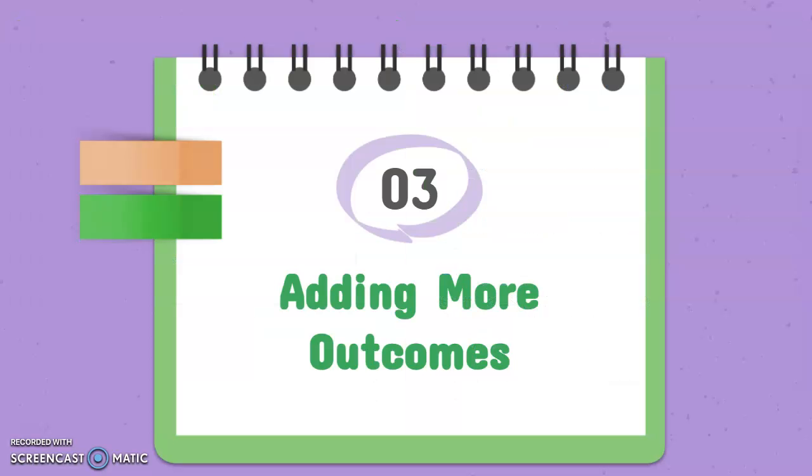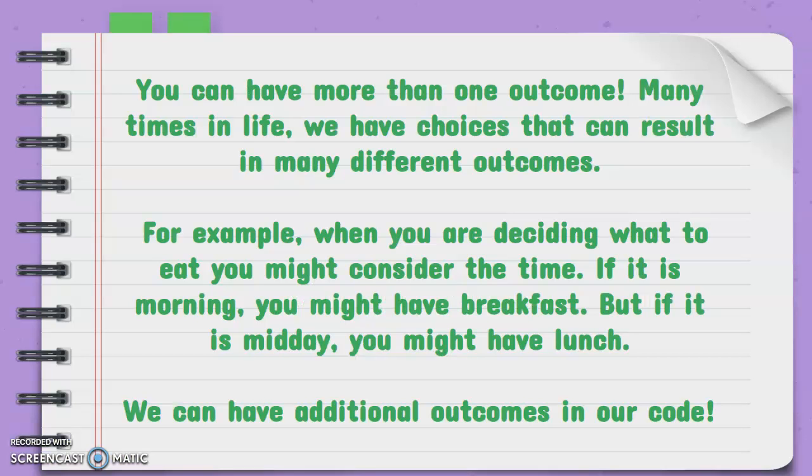So what if we have more outcomes? You can have more than one outcome. Many times in life, we have choices that can result in many different outcomes. For example, when you are deciding what to eat, you might consider the time. If it is morning, you might have breakfast, but if it is midday, you might have lunch.